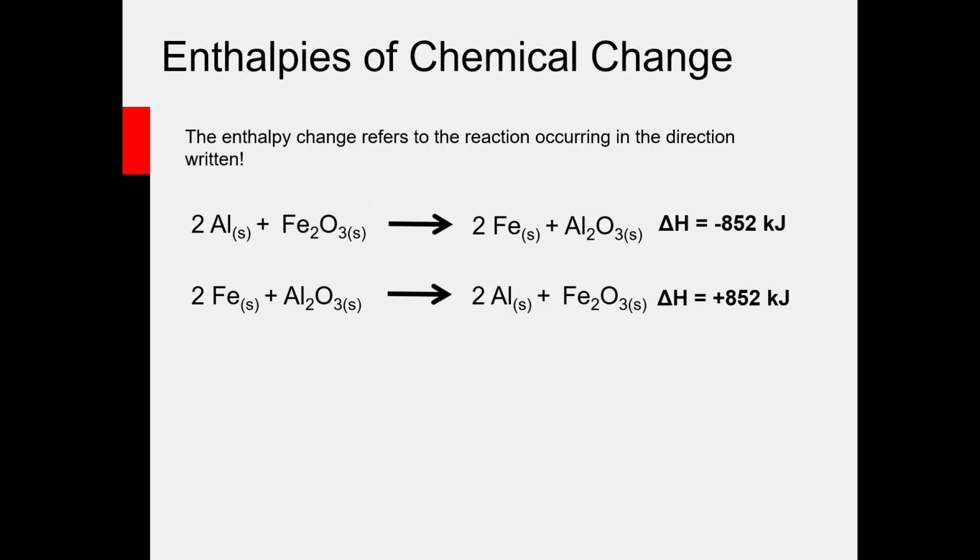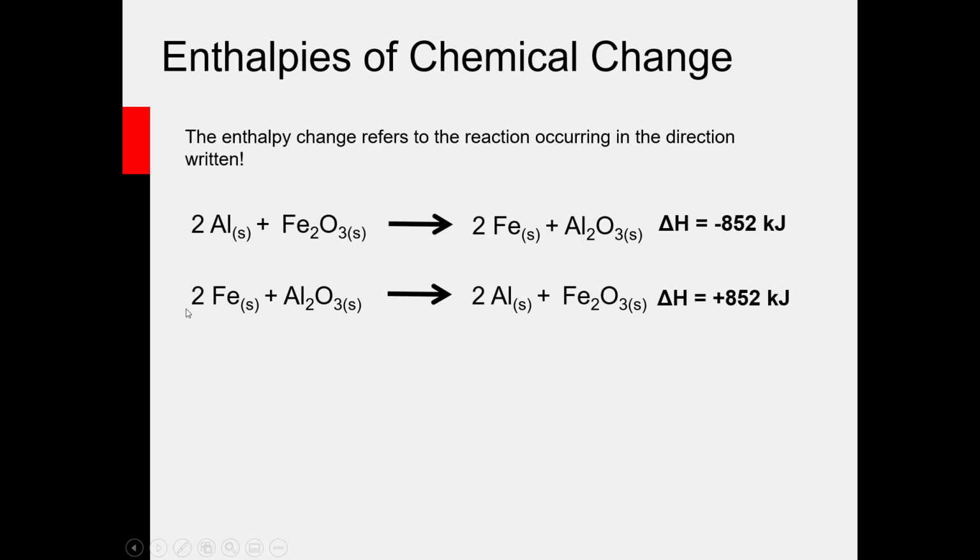It's also important to know that if you run the reverse of a chemical reaction, it must absorb or release the same amount of heat as running the reaction in the forward direction. But if you reverse the reaction, the sign of the enthalpy changes. So if you run the thermite reaction, 2 moles of aluminum reacts with 1 mole of iron(III) oxide to make 2 moles of iron metal and 1 mole of aluminum oxide. This is exothermic to the tune of negative 852 kilojoules.